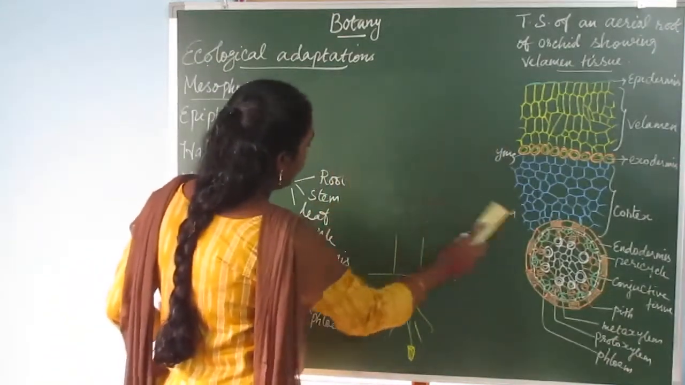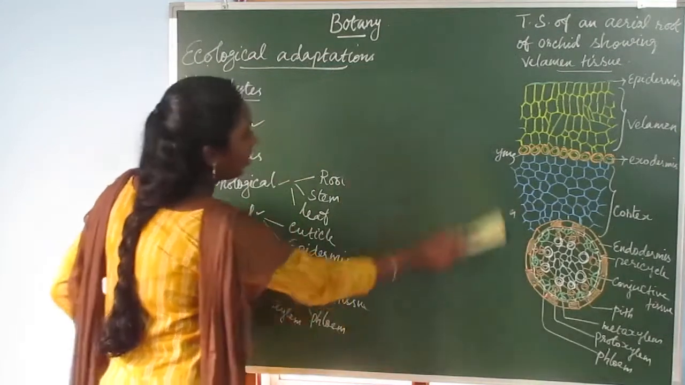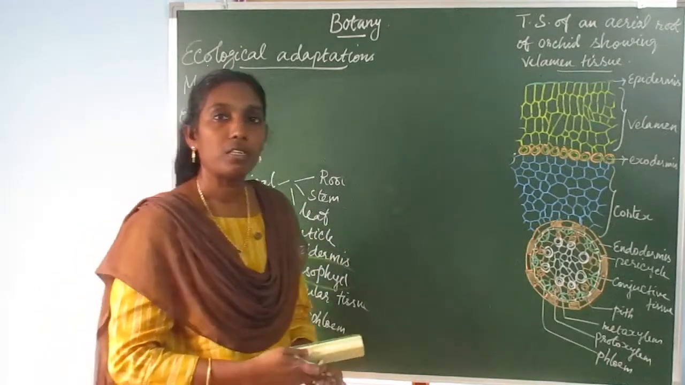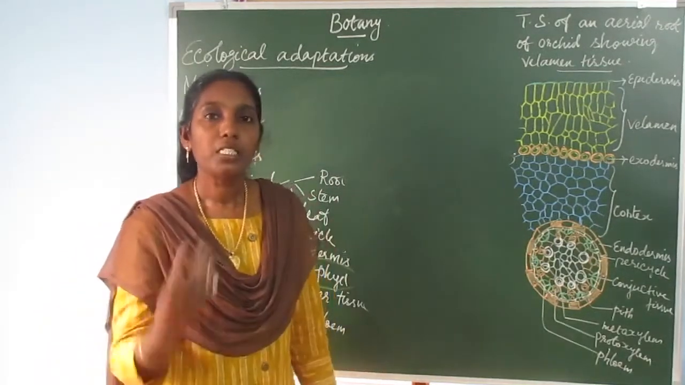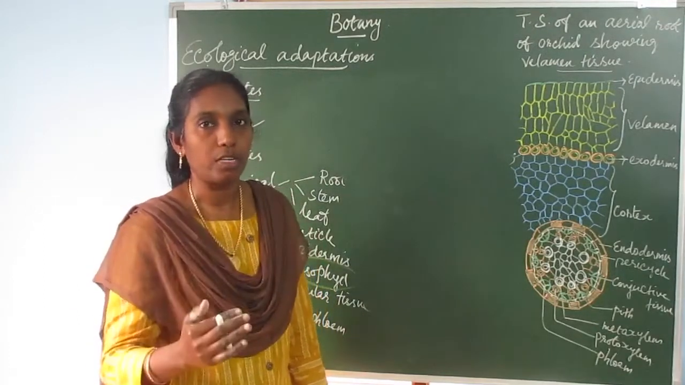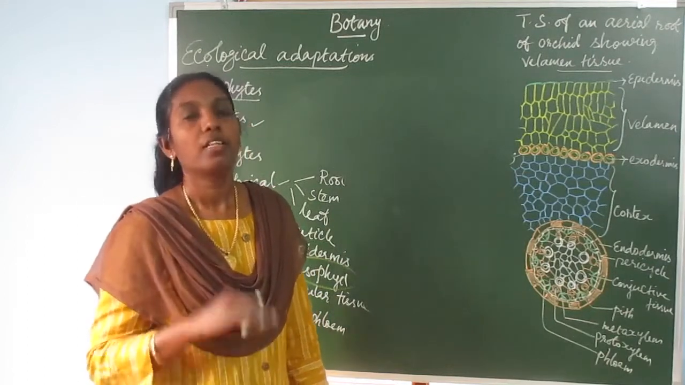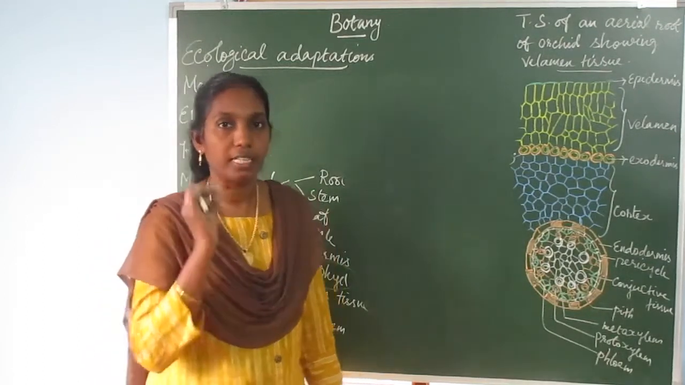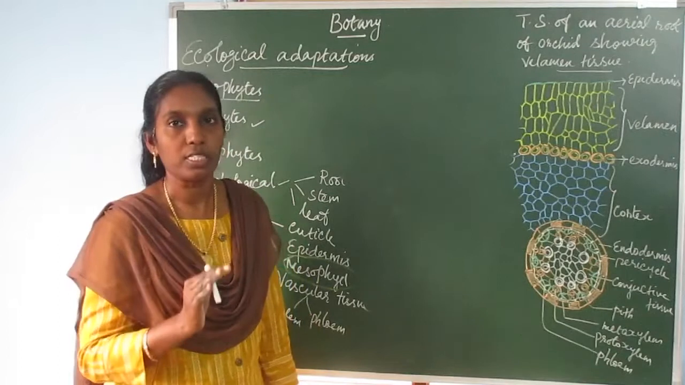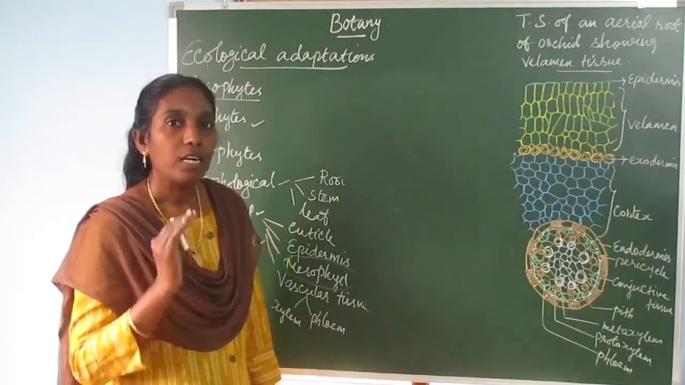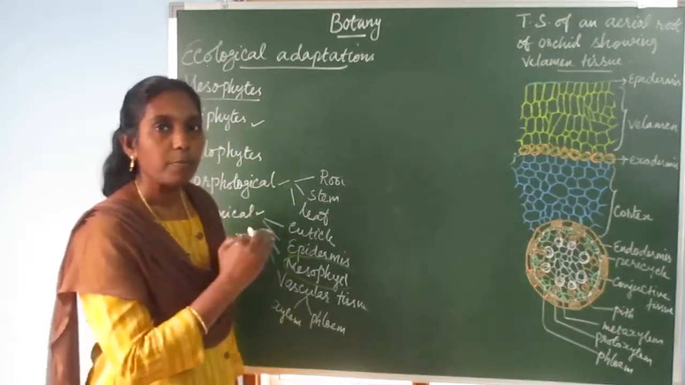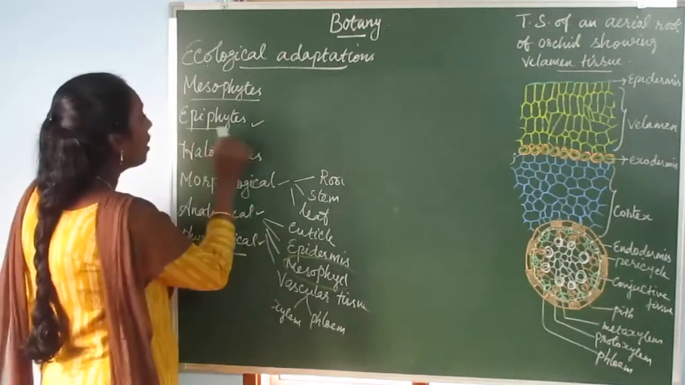What are epiphytes? Epiphytes are the plants which grow perched on other plants. What's the meaning of perch? Which needs a support, which requires a support on other plants. These are not like parasites because they have the ability to synthesize their own food. So the photosynthesis process is normal. But only for support, it needs another object. Such plants come under the category epiphytes.